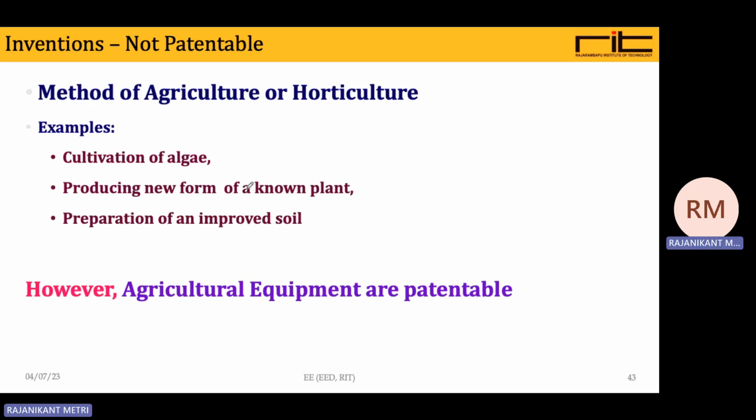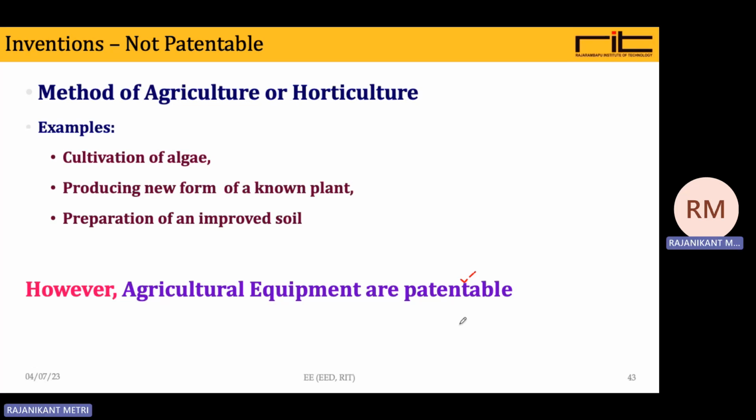Then in case of agriculture or horticulture, cultivation of an algae or producing a new form of a known plant. So already existing plants are there and you have just modified or hybridized them, so that cannot be patentable. Preparation of an improved soil is also not patentable. But if you develop an equipment which is useful in the farming or agriculture sector or horticulture sector, that product or that equipment or apparatus can be patentable. You can patent it.